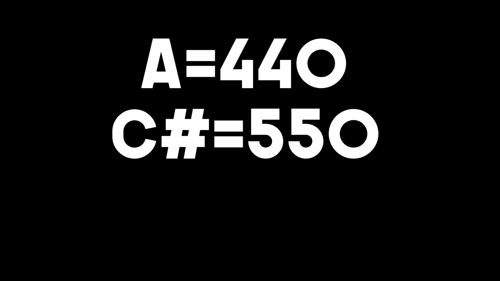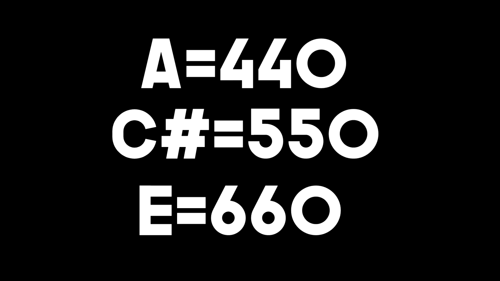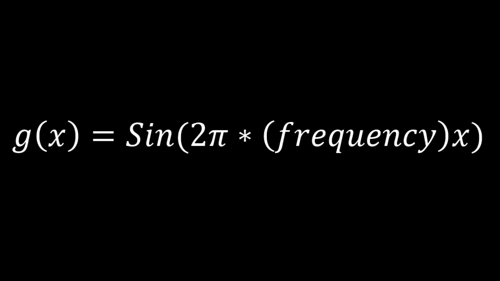The good sounding notes used to see the relationship between good and bad sounding notes is an A chord. The notes in the A chord are A, which is 440, C sharp, which is 550, and E, which is 660. The formula for graphing the notes is f of x equals sine 2 pi times the frequency x.